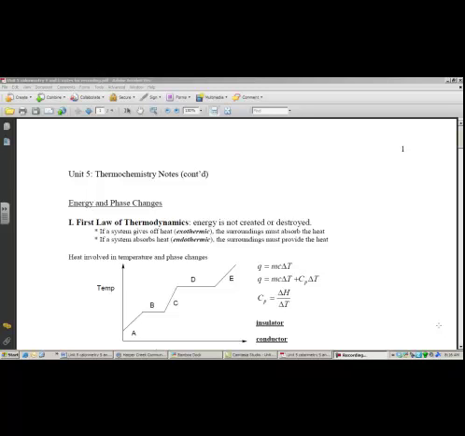We're working on energy and phase changes, and just a quick review. The first law of thermodynamics, remember that energy is merely transferred. If something is exothermic, it's given off heat to you, it feels warm to your touch. And if something is endothermic, the energy is actually being drawn away from you and into the chemicals. So that's the way it is.